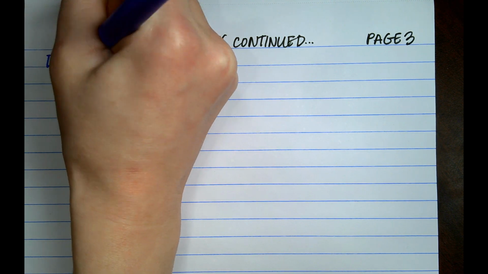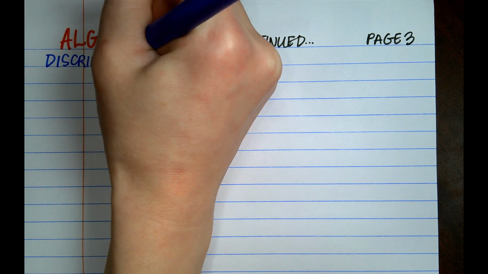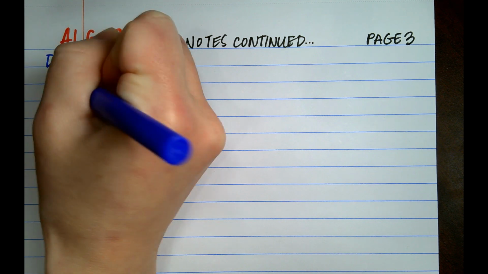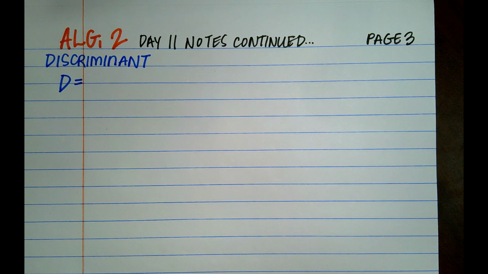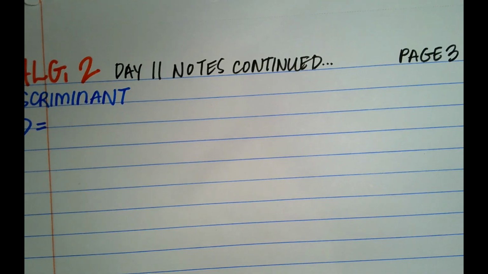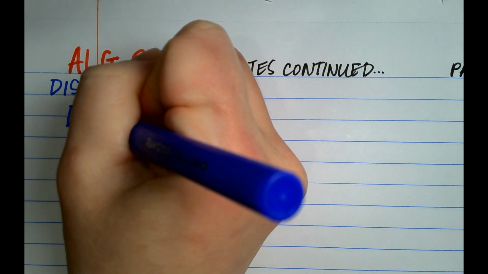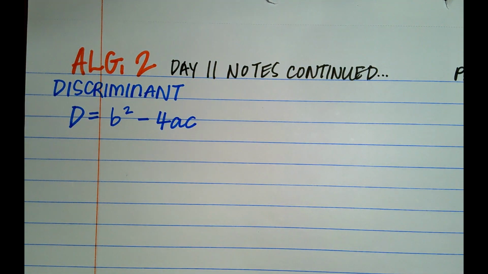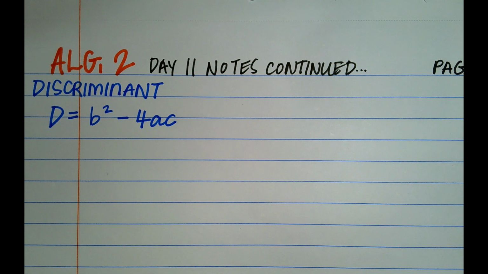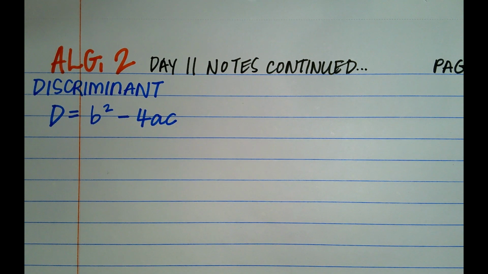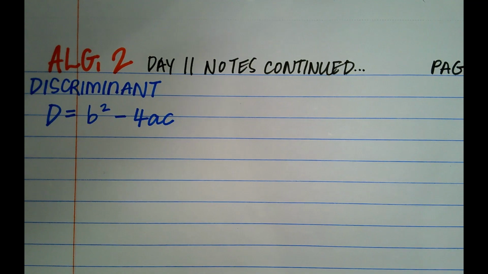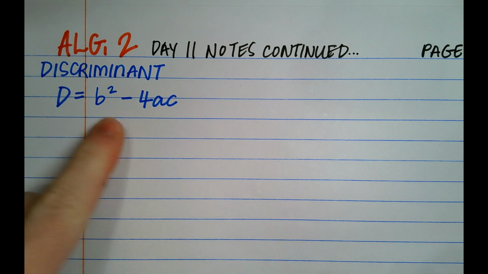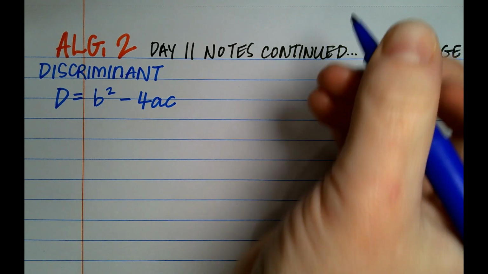So, discriminant D equals, zoom in a little here, b squared minus 4 times a times c. And then we're going to talk about a way to make the quadratic formula a little bit simpler now that we do have a formula for this part, the discriminant.